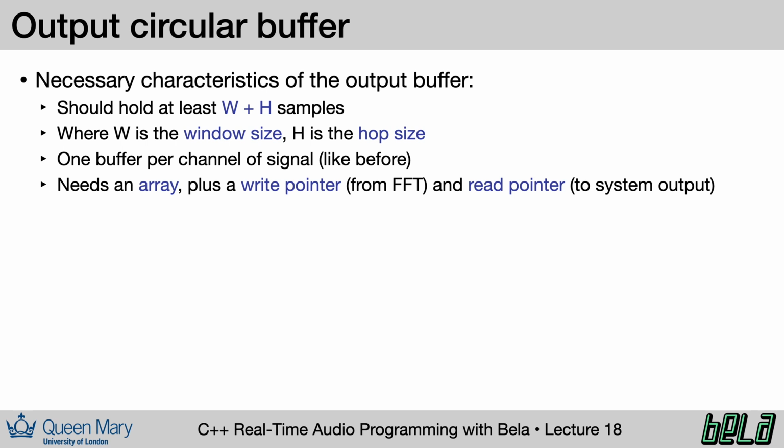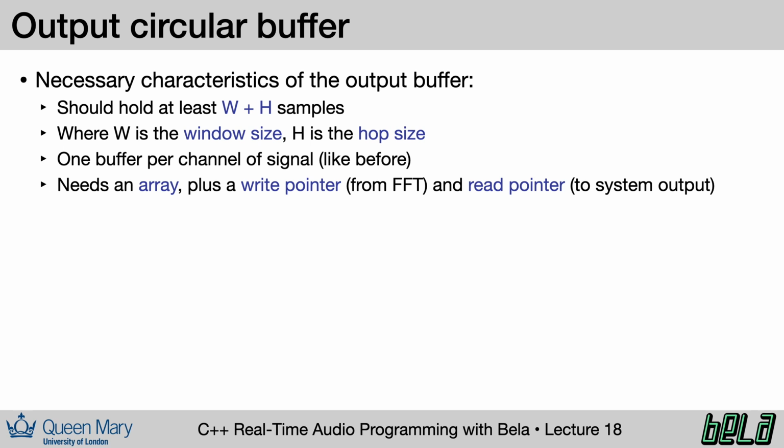To implement this output circular buffer, here's what we need. The size needs to be at least 1 window size plus 1 hop size in length, although there's no performance penalty to having it be longer, and that can give us a bit of extra margin. If we had a multi-channel audio effect, we'd need to replicate the structure once per channel.